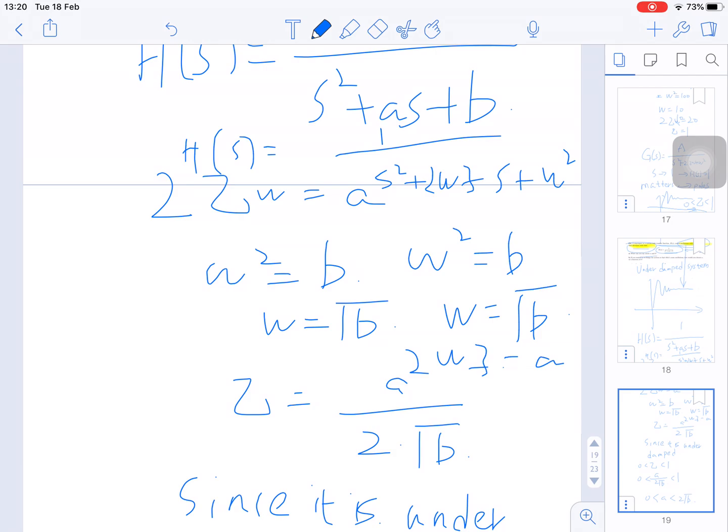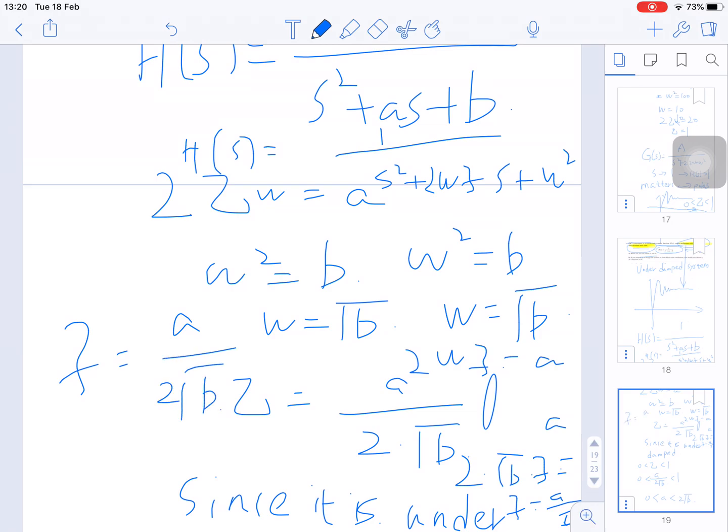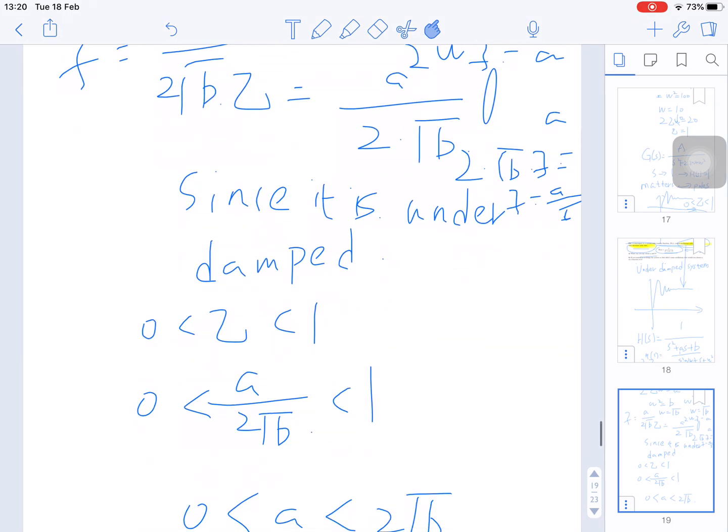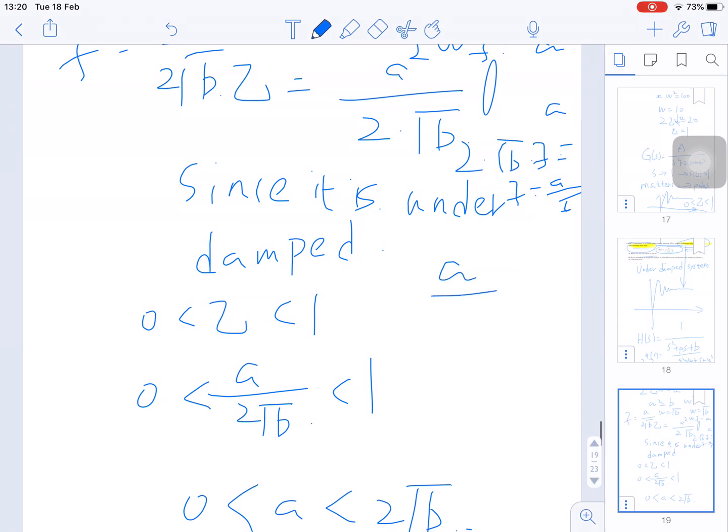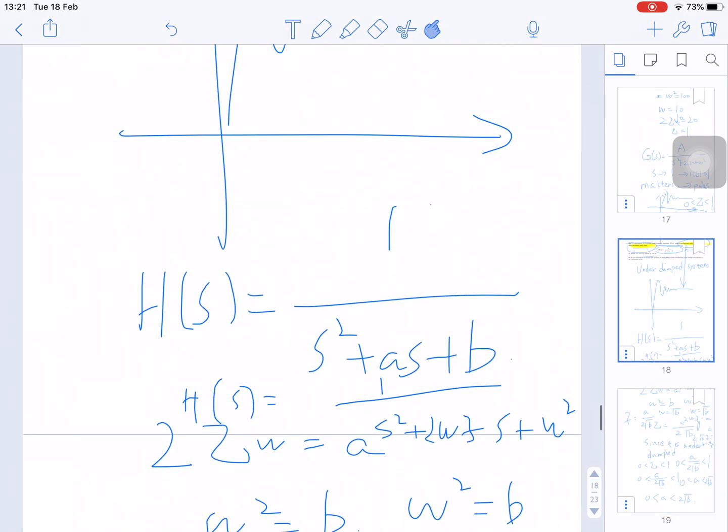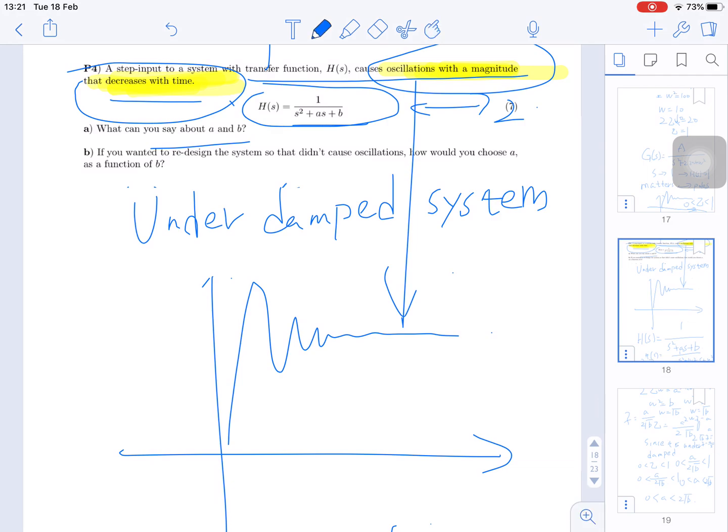Therefore omega equals square root of b. So 2 times the square root of b times z equals a. So therefore z equals a divided by 2 square root of b, which implies that a divided by 2 square root of b is greater than 0 and less than 1. And we can multiply it on both sides by 2. By the way, it is worth noticing that this one must be y(t), or you will definitely lose marks.